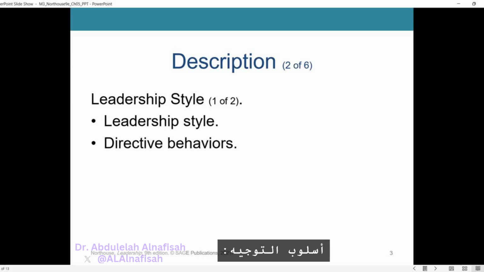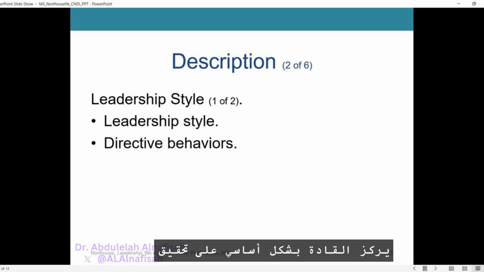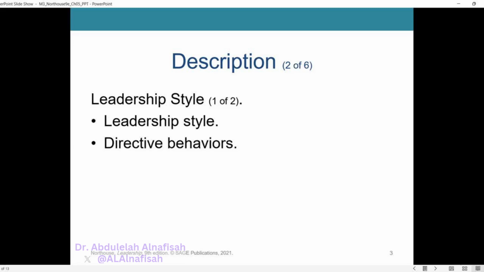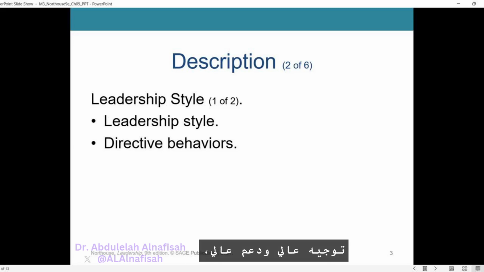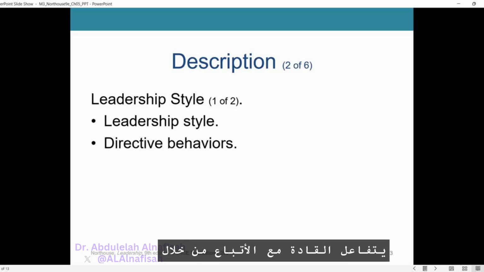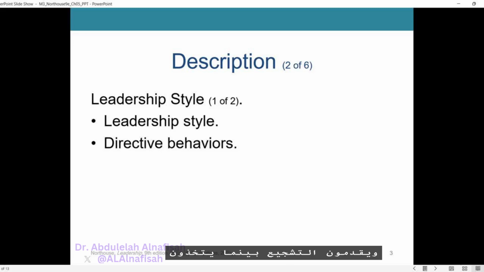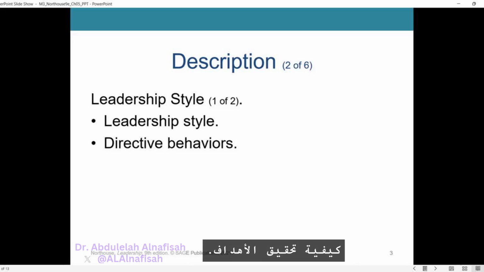S1. Directing style. High directive, low supportive. Leaders primarily focus on goal achievement with minimal supportive interaction, giving clear instructions and closely supervising followers. S2. Coaching style. High directive, high supportive. Leaders engage with followers by addressing both goal accomplishment and their socio-emotional needs, providing encouragement while still making final decisions on how goals are achieved.